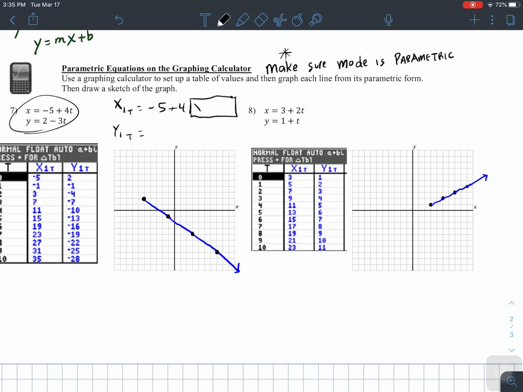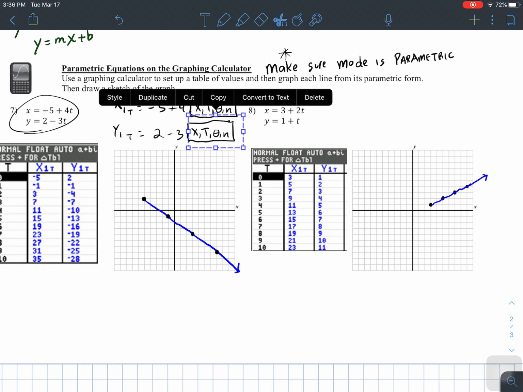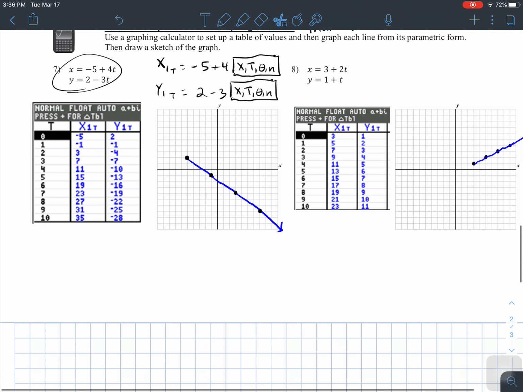You want to use your variable button, the X, T, theta, n, and this is really what your modes are: function, parametric, polar, and sequences. So you want to hit that button. Don't hit alpha, t, it's not going to work. For this one, I'm going to do 2 minus 3, and then hit that x variable button. Same thing here. What I want you to notice when you do that in your calculator is that the graph has a starting point.